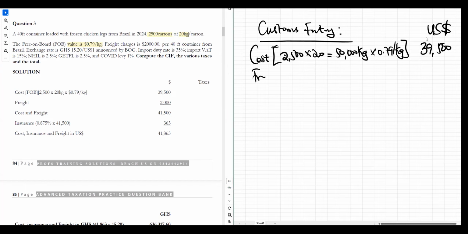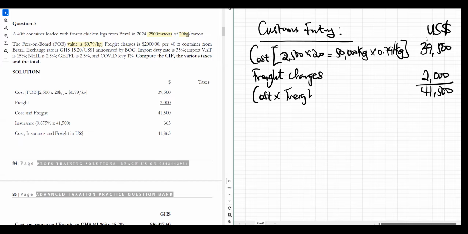Now, was there freight charges? Freight was how much? $2,000. So you add $2,000, and this gives us 41,500. This gives us our cost and freight value, which is our C and F. Are we okay?